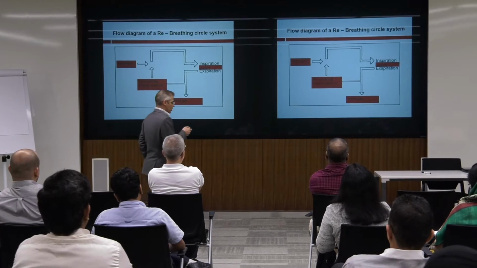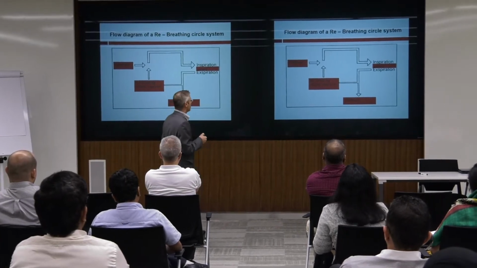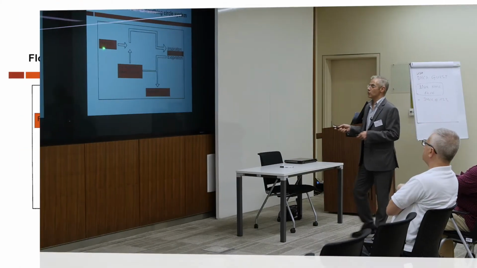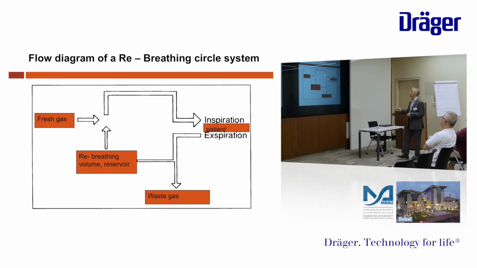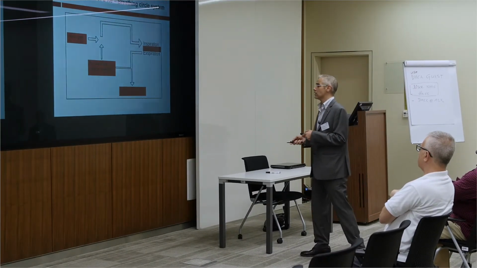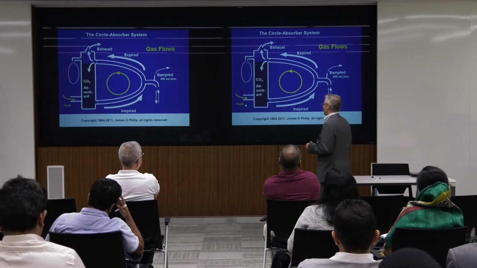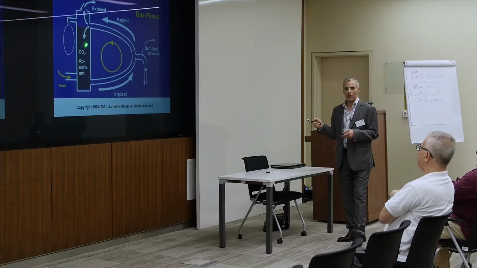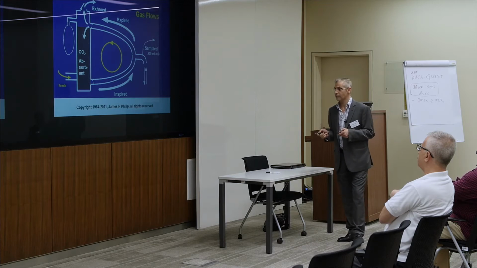This is a diagram showing us a very simple idea about the circle of ventilation. This is the source of the fresh gas flow. It will go to the patient during inspiration, and during expiration, it will come back again to the circuit. And there's a waste or exhaust site.